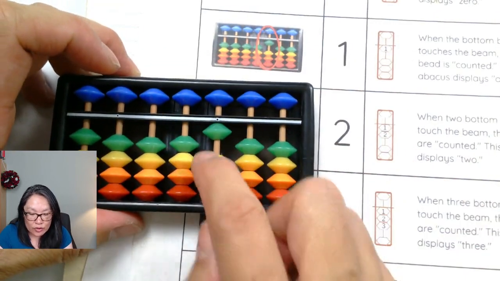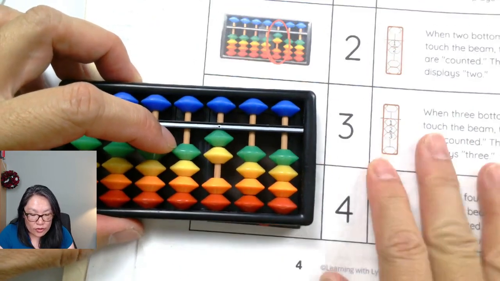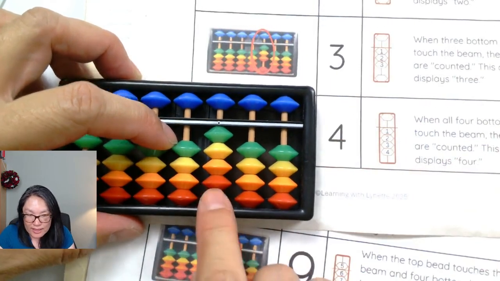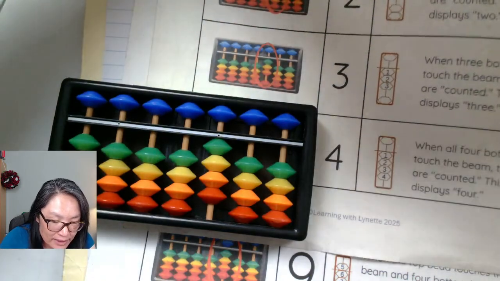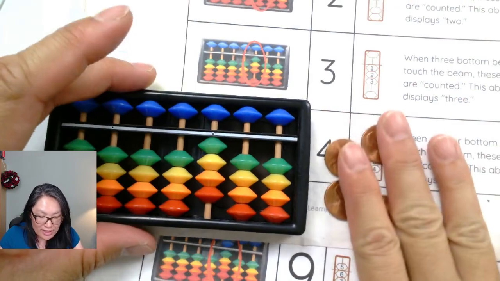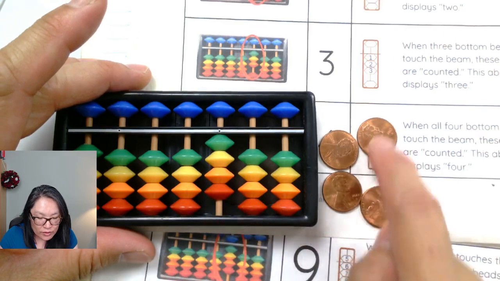When we have 2, 2 looks like this. 1, 2. And then after 2 is 3. After 3, we have 4. Just like how we have pennies, right? A penny is worth 1 cent. 1, 2, 3, 4. So this is what 4 looks like. It kind of makes the same pattern, right? 1, 2, 3, 4.